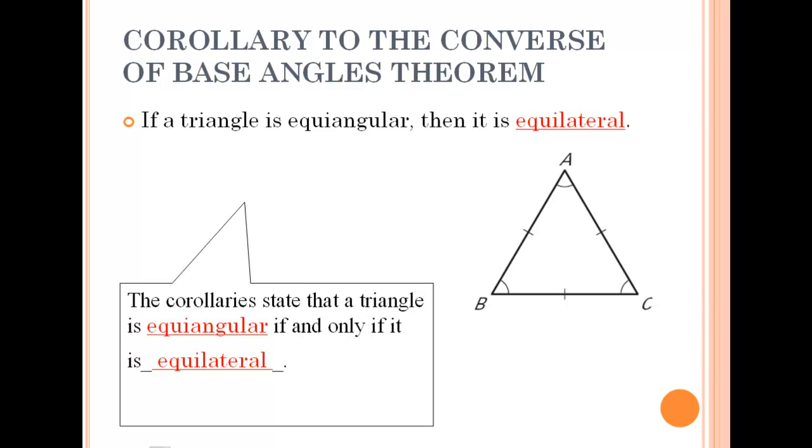Okay, so the corollary to the converse of the base angles theorem: if a triangle is equiangular, then it is also equilateral. So if we're given that all these angles are the same, then we can know that all these sides are also the same length. So just a little box here to the side, the corollary states that a triangle is equiangular if and only if it's equilateral. That tells us our if-then statement can go both ways. So it's equiangular if and only if it's equilateral.